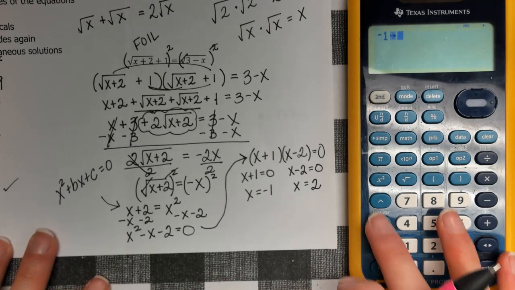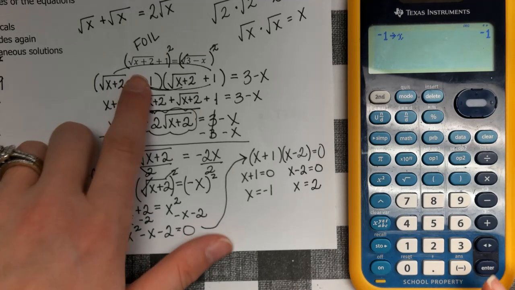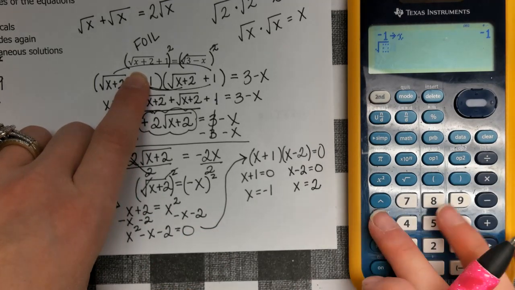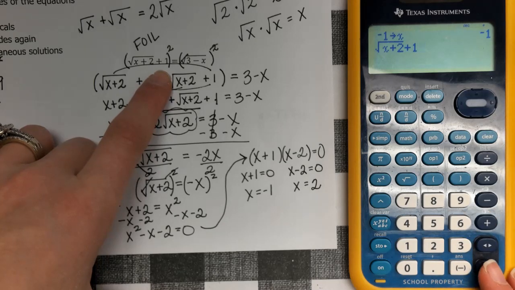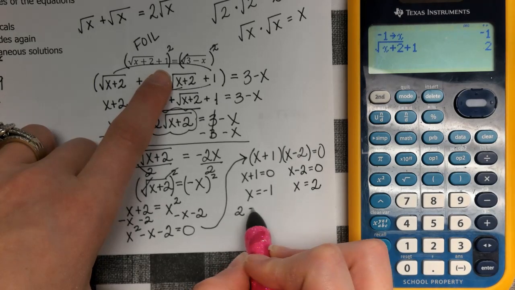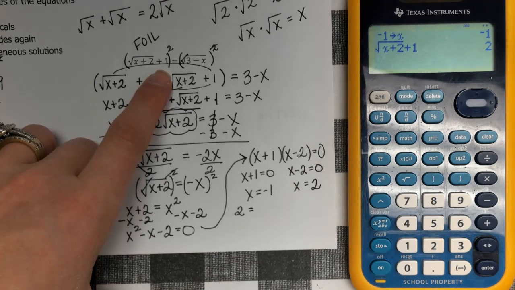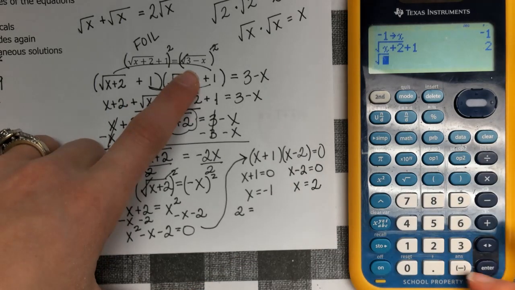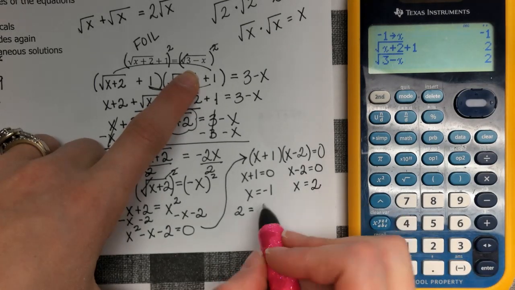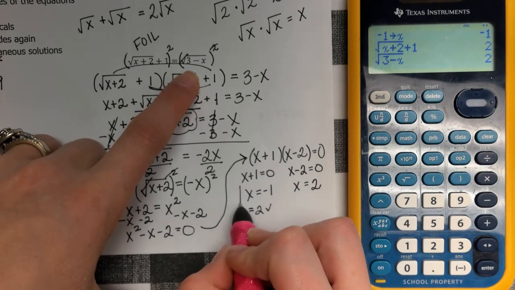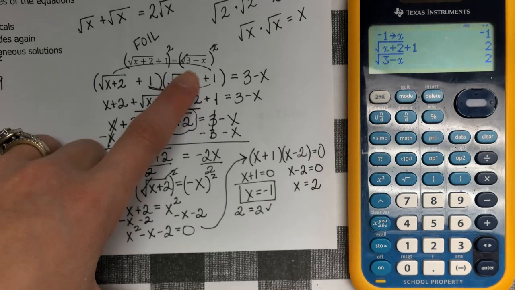So store -1 for x. And I've got the square root of x plus 2. Then outside the radical, I have plus 1. That gives me a 2 on the left side. So I check the right side. Square root of 3 minus x also gives me a 2. That's true, so x equals -1 is good.